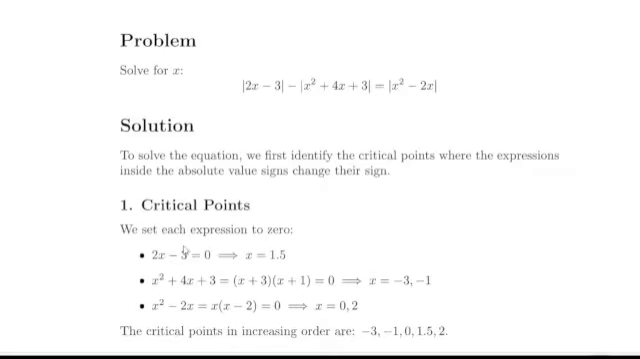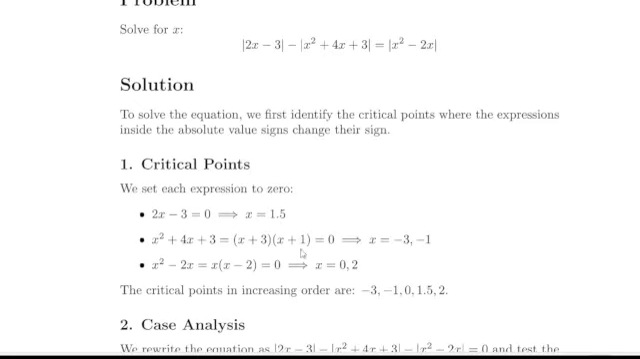So when we set 2x minus 3 equal to 0, we get x as 1.5. When we set x squared plus 4x plus 3 equal to 0, we can factor that into x plus 3 times x plus 1, and then we get x as negative 3 and negative 1. Finally, with x squared minus 2x equals 0, we can factor out an x and have x minus 2 inside, which gives us x is 0 and 2. So here we get 5 different critical points.